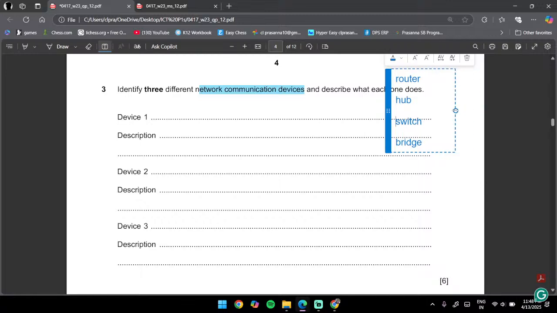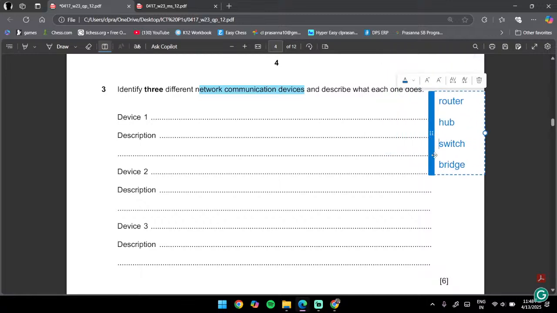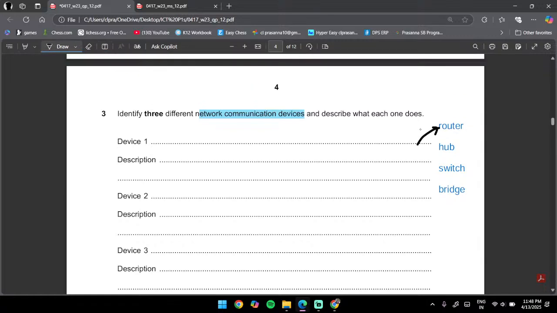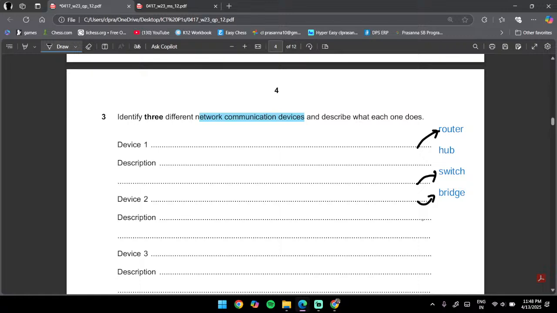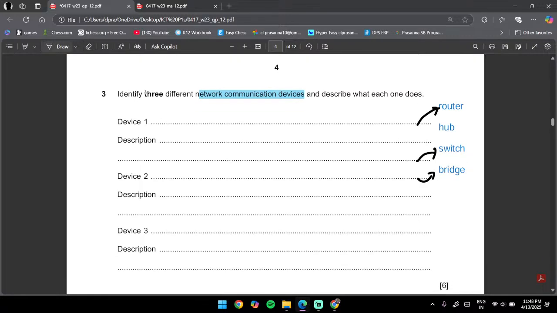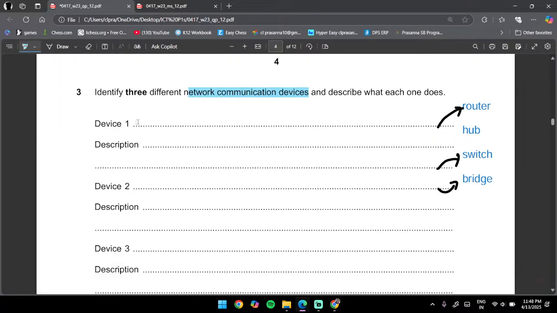Now, how will you describe them or explain them? So I feel like the ones I can properly describe and explain for this one could be router, could be switch, and maybe could be bridge. So let's start with router. Now we all know what router does, right? So my device one, router.